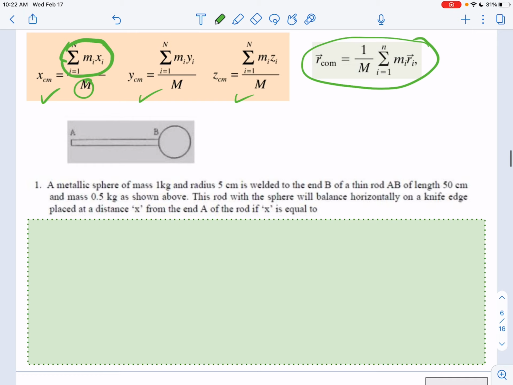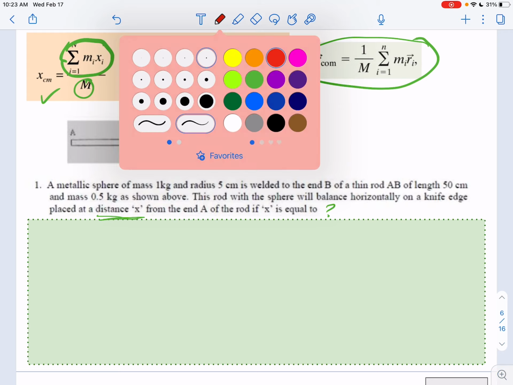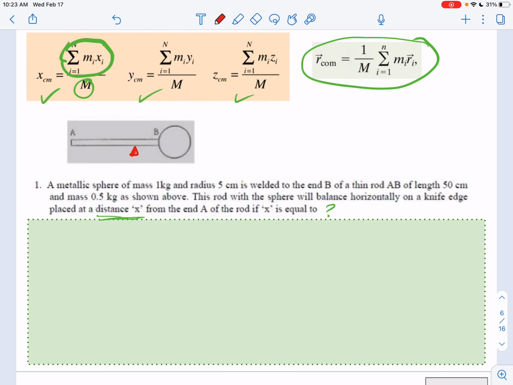All right, so here's an example. A metallic sphere of mass 1 kilogram and radius 5 centimeters is welded to the end of a thin rod, length of 50 centimeters, and mass of 0.5 kilograms as shown above. This rod with the sphere will balance horizontally on a knife edge placed at a distance x from the end if x is what? Basically this means find the center of mass. We want to see where I would have to put a little fulcrum for this thing to balance. Clearly it's going to be closer to the heavy side. It's not going to be right in the center because it's not symmetric.